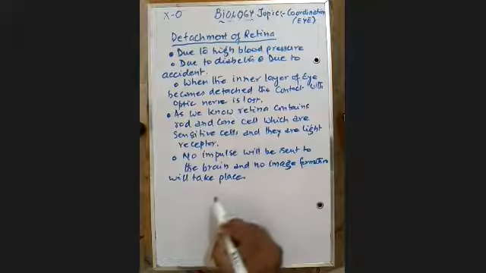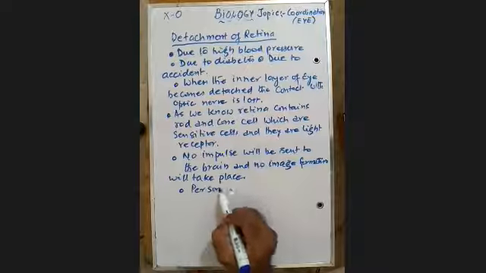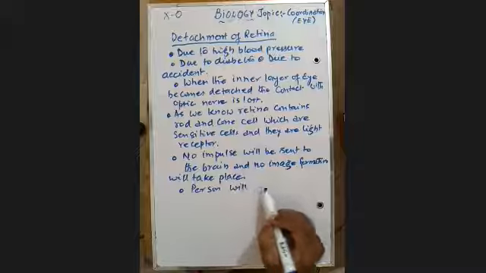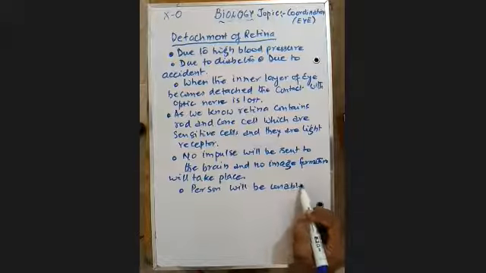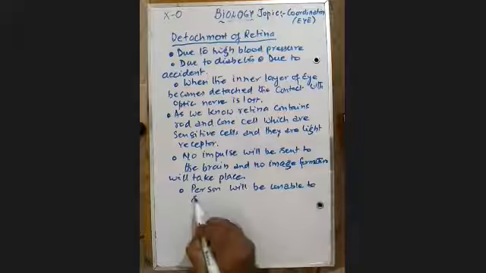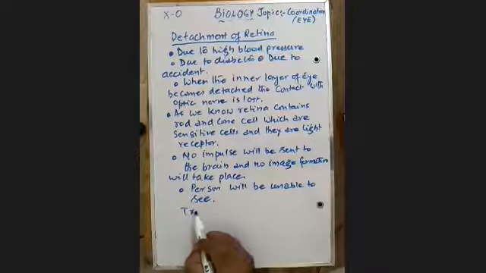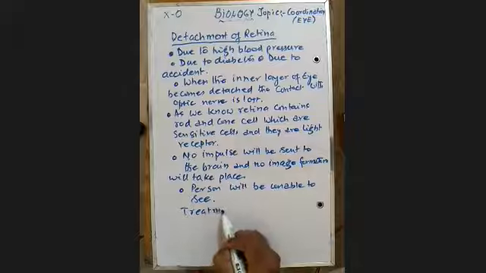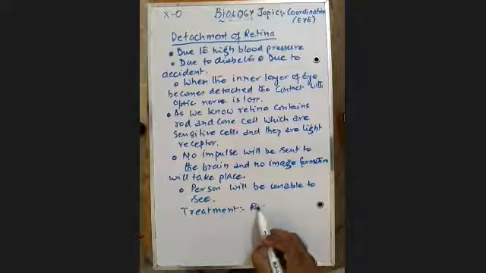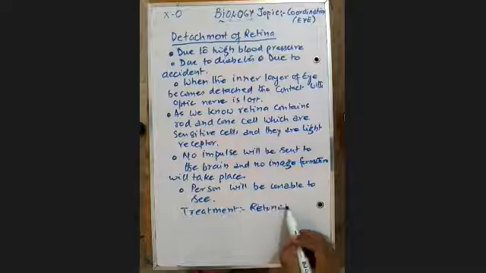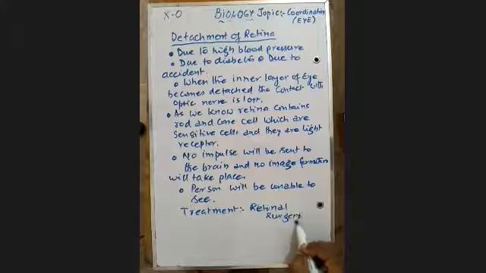This is the reason the person will be unable to see. Now, what is the treatment? The treatment is surgery, retinal surgery. Retinal surgery is done. Retinal surgery is the treatment. Okay, this was the first disorder.